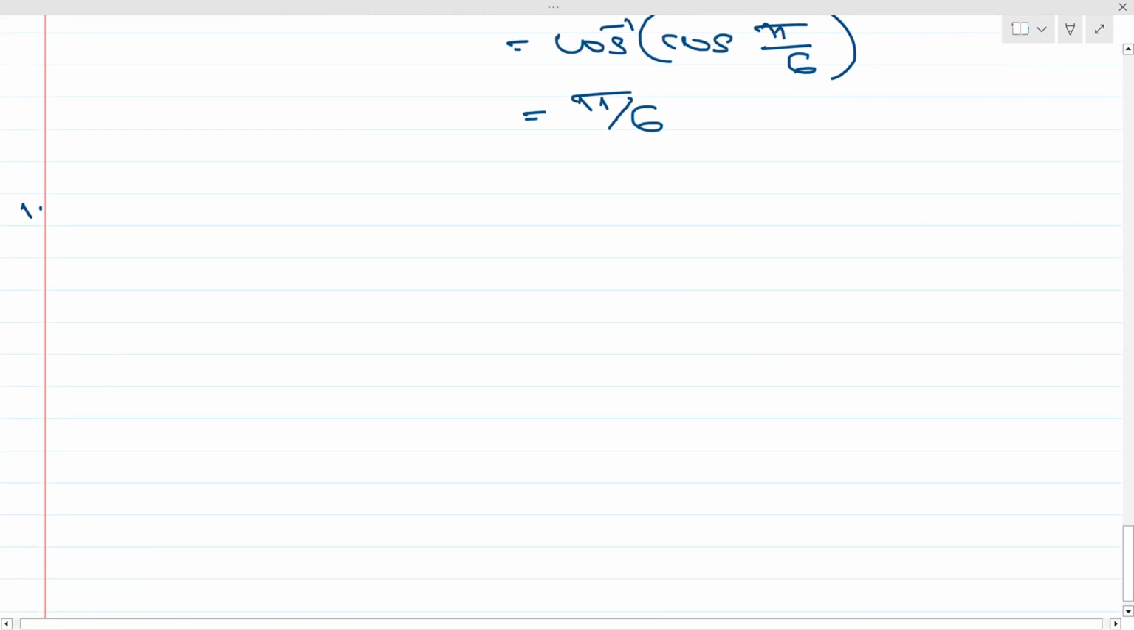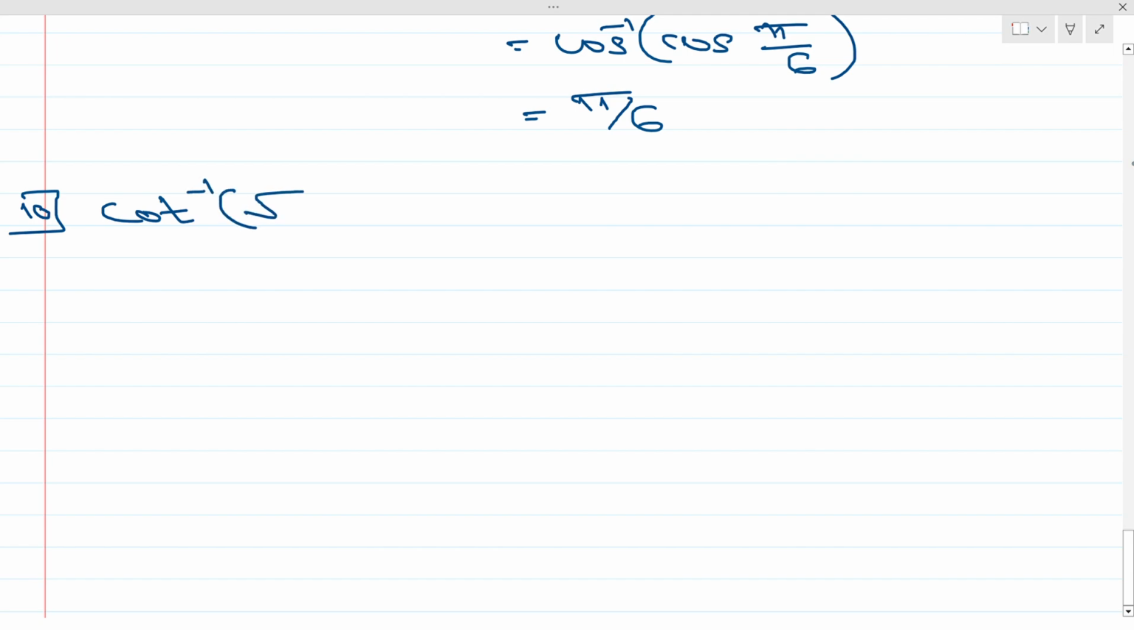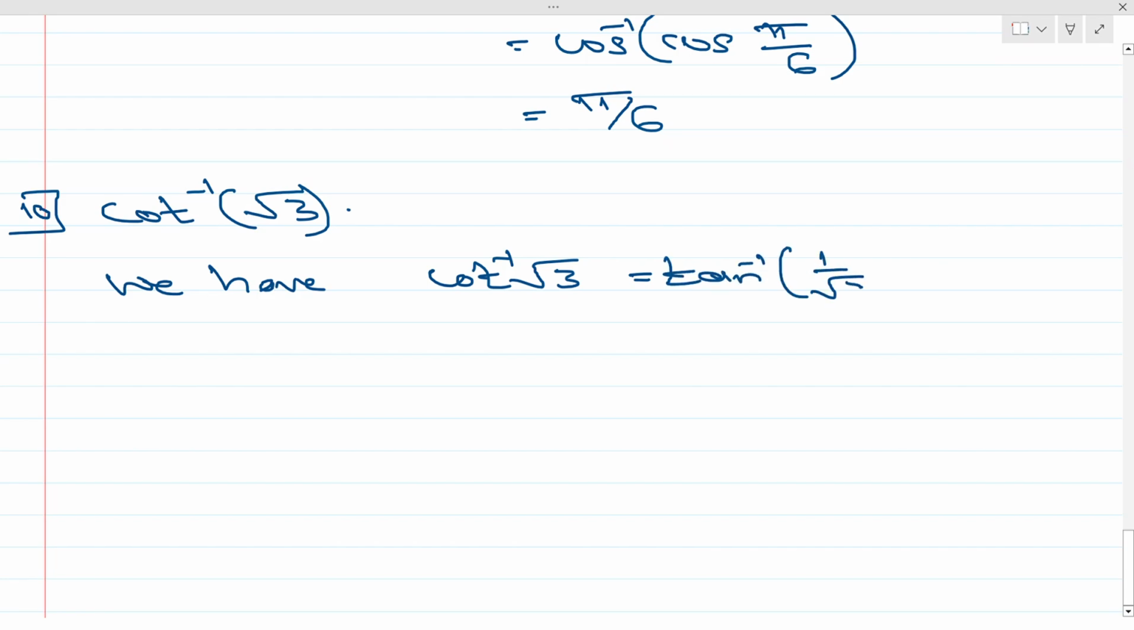Question number 8. That's 10 here. Cot inverse root 3. We have cot inverse root 3 as tan inverse 1 by root 3, and from the table value we can write tan inverse tan pi by 6. So the tan inverse tan cancels. Our final answer is pi by 6.